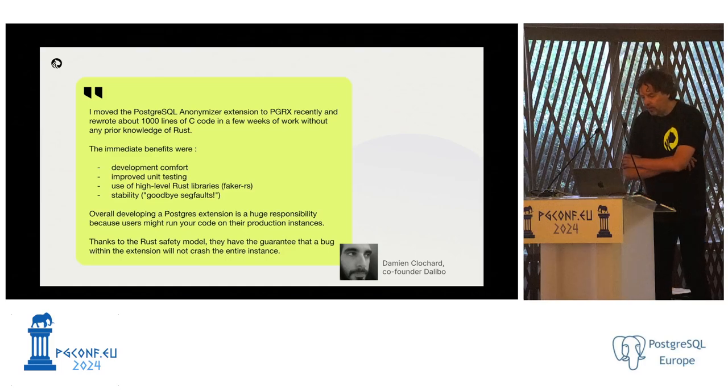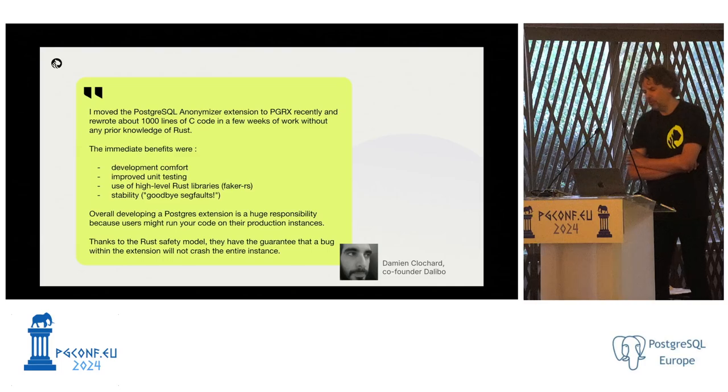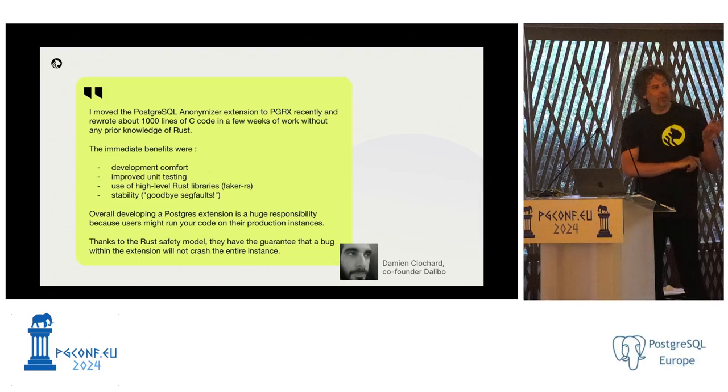So I've got some quotes here. I sort of polled people in the PGRX community and went and hassled some people with some quotes. So Damien, he's the co-founder of Delibo. He moved his Postgres anonymizer extension to PGRX recently. And he wrote 1,000 lines of C code in a few weeks without knowing Rust beforehand. Which, to be honest, is quite a big thing.